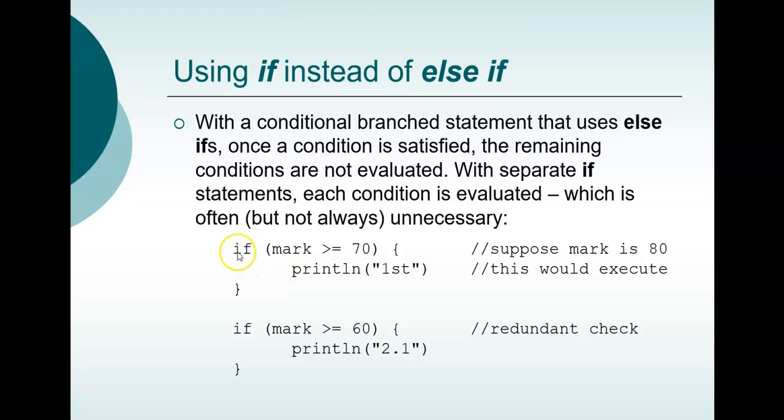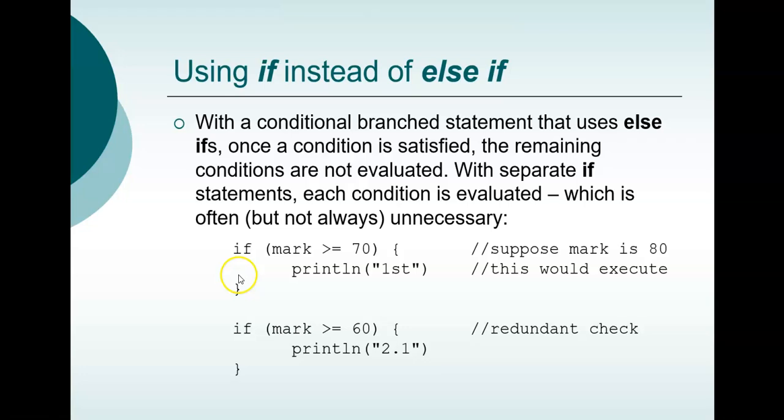Now, if also you want to test different conditions and want them all to execute, then you need to separate the if statements. So here you are saying if mark is greater than or equal to 70, print this, which means it will come and check this one also. Even after printing 70 first, it will come and check this one. But in this instance, this code is redundant. Assuming it is 70, you print first, it will jump to here and check again, and it will print again.